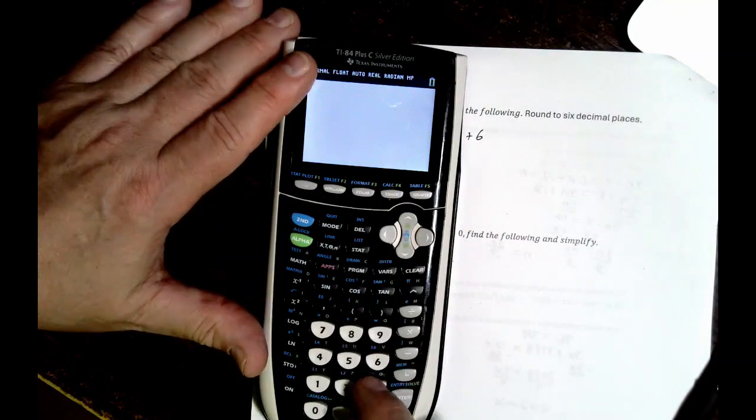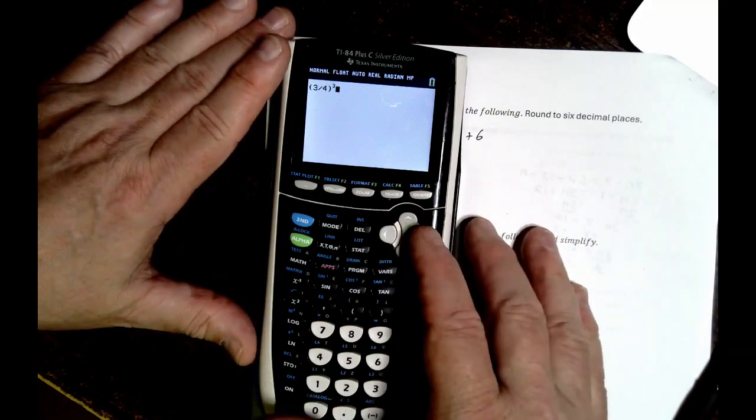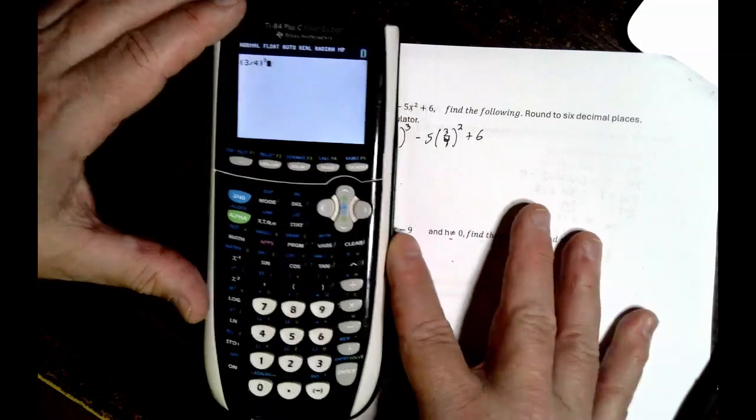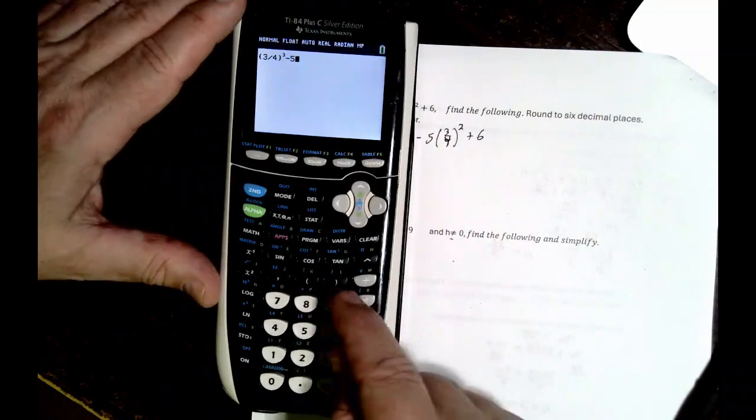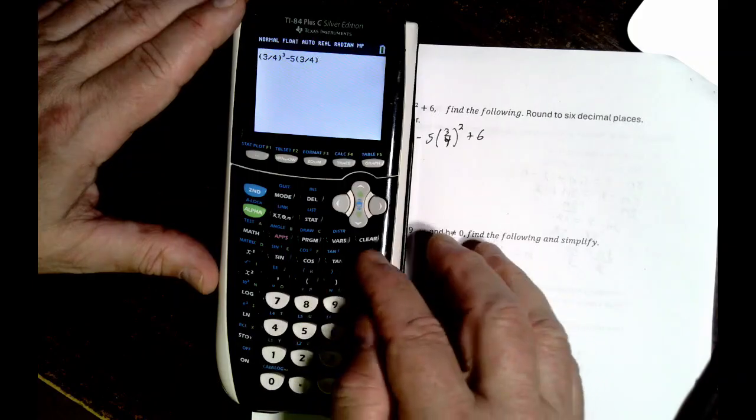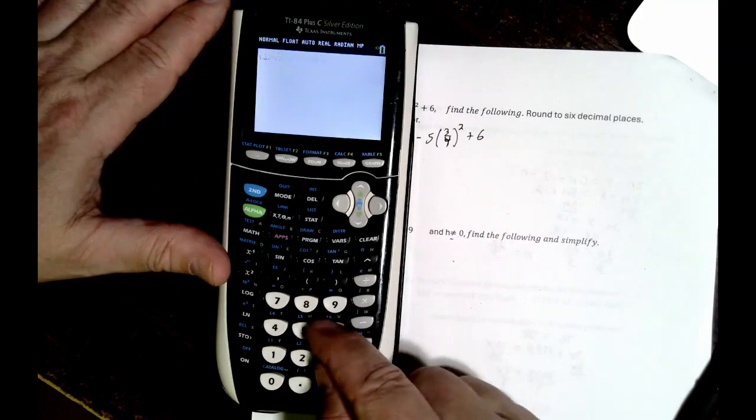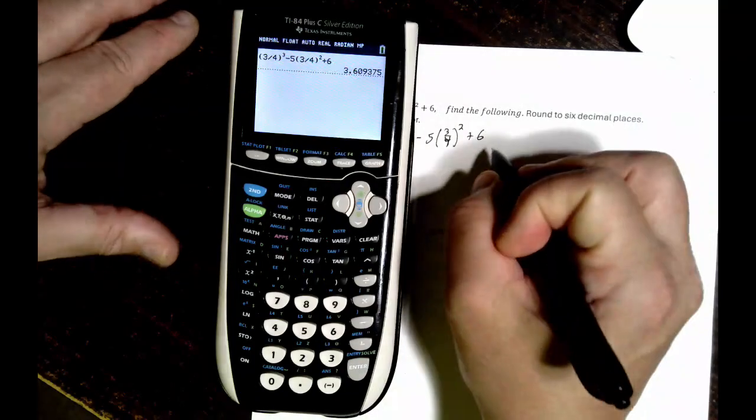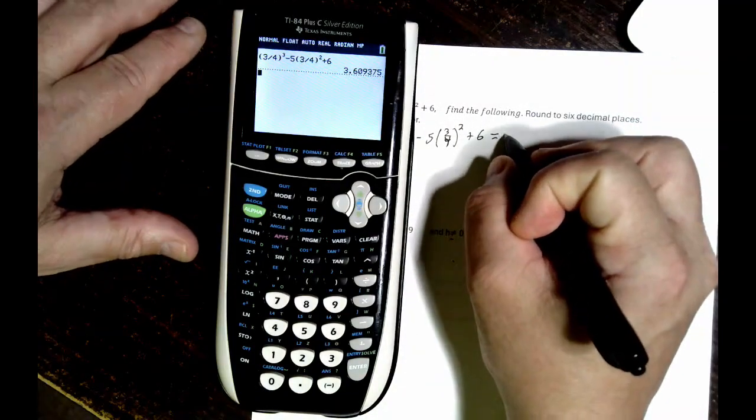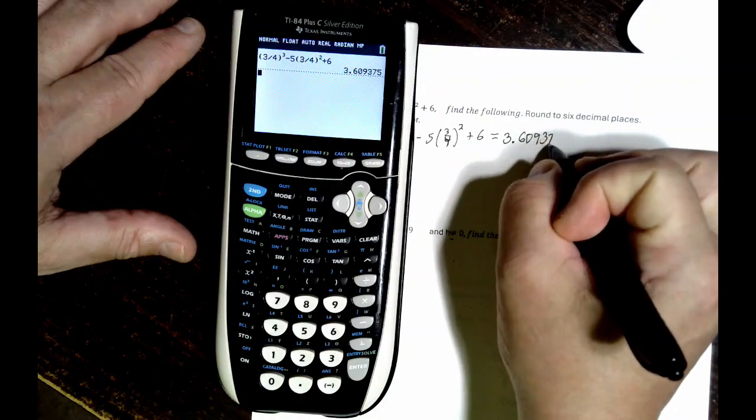So parentheses 3 divide 4, parentheses hat 3. Arrow to the right to get out of the exponent. Subtract 5 times parentheses 3 divide 4, parentheses hat 2. Arrow to the right to get out of the exponent, and then add 6. Rounding to 6 places, you get 3.609375.